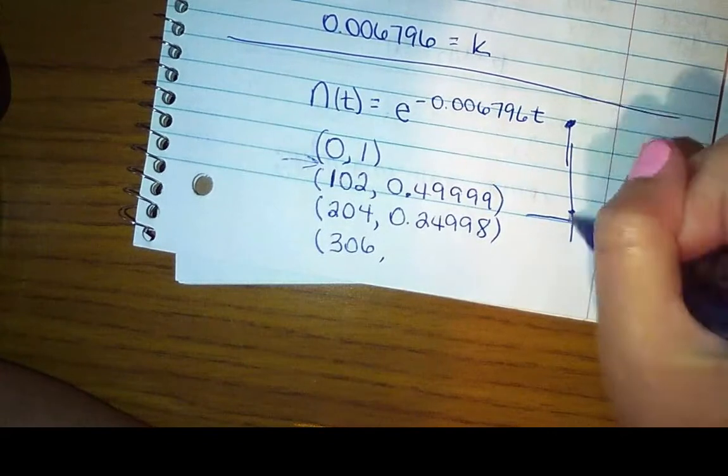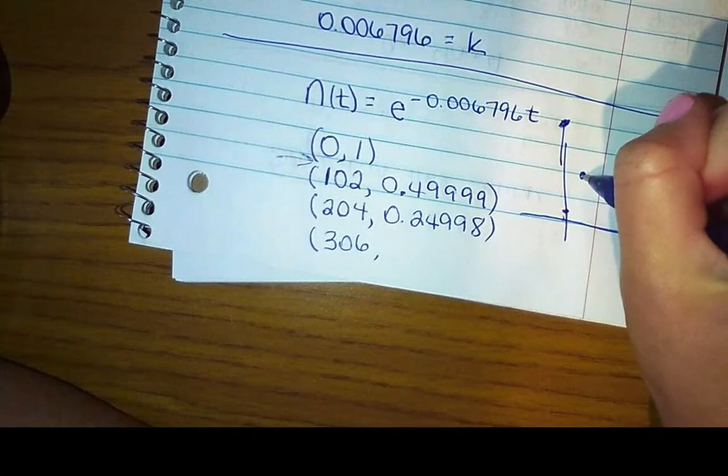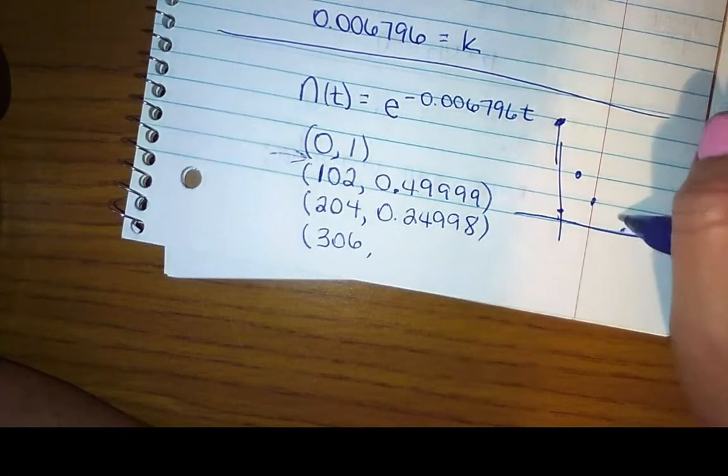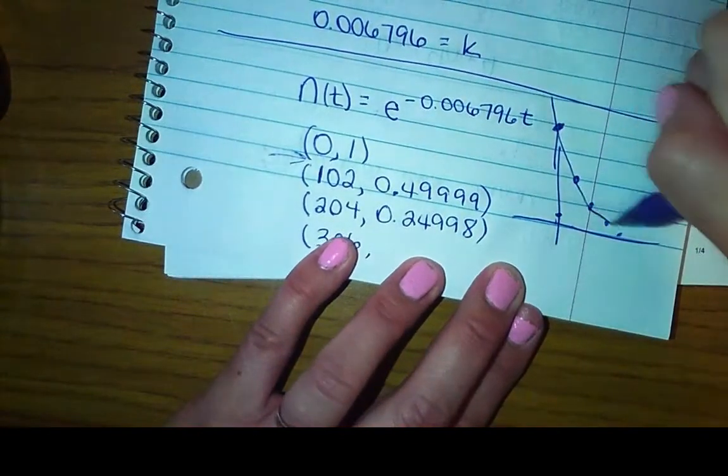So here's 0, 1. And then at 102 years, you're at half of that. At 204 years, you're at half of that. At 306 years, you're at half of that. And then you'll see this lovely little shape coming out.